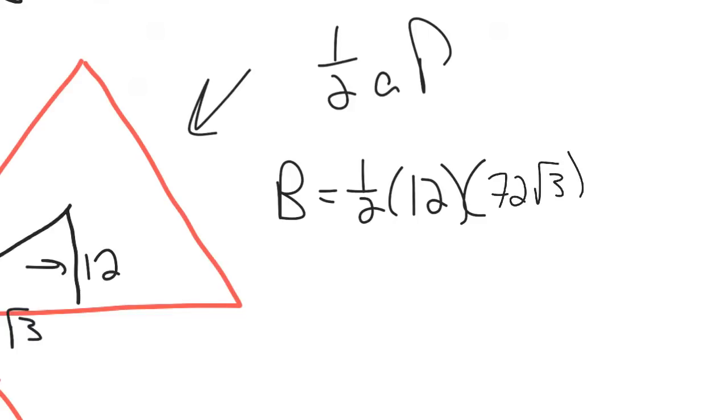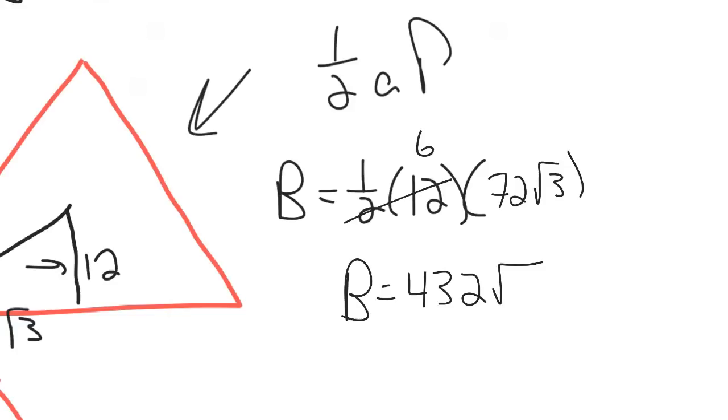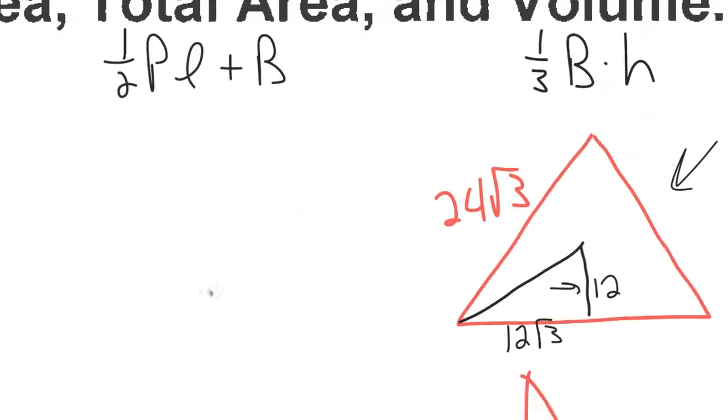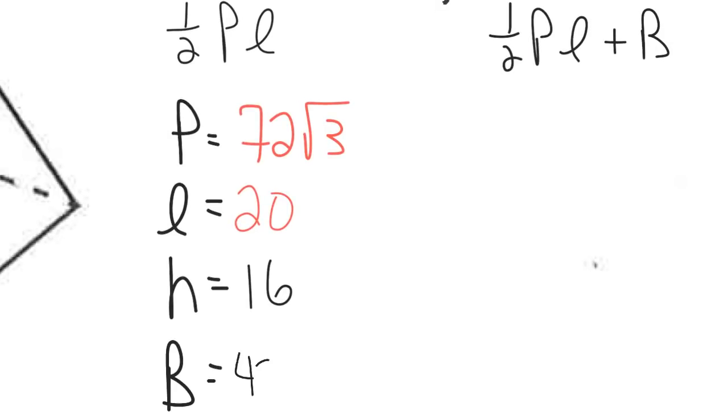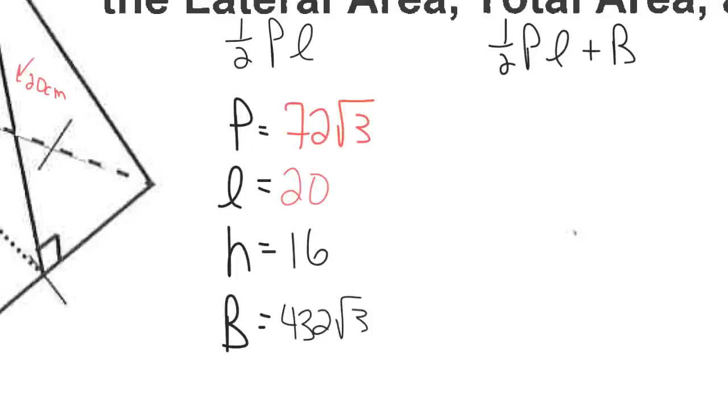Now be careful when you do this. Half of 12 would make that 6 basically. 6 times 72 square roots of 3 gives me 432 square roots of 3. And that's really big, but that's okay. So big B, 432 square roots of 3. Now that's the hardest part of the whole problem. Everything else is pretty quick.